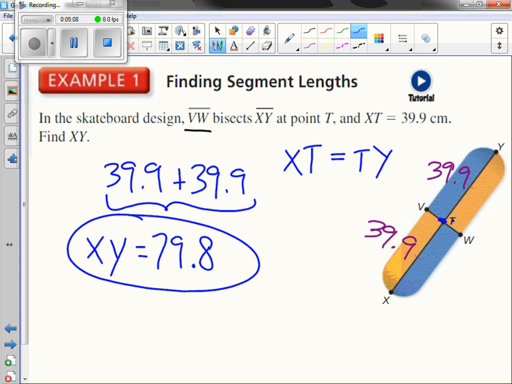And again, when we write XY, we don't put a bar over it because we're talking about a length, a measure. If we're just talking about the line segment, we would put the line segment symbol above it. But because we're talking about the length, we don't do that. And that's all there is for this one.